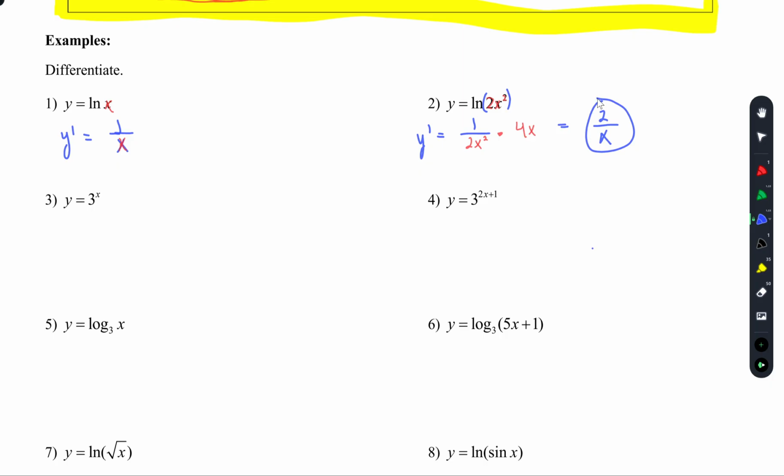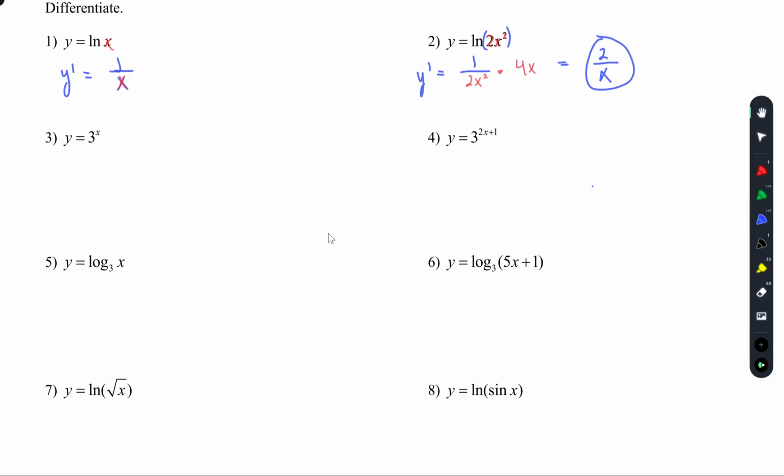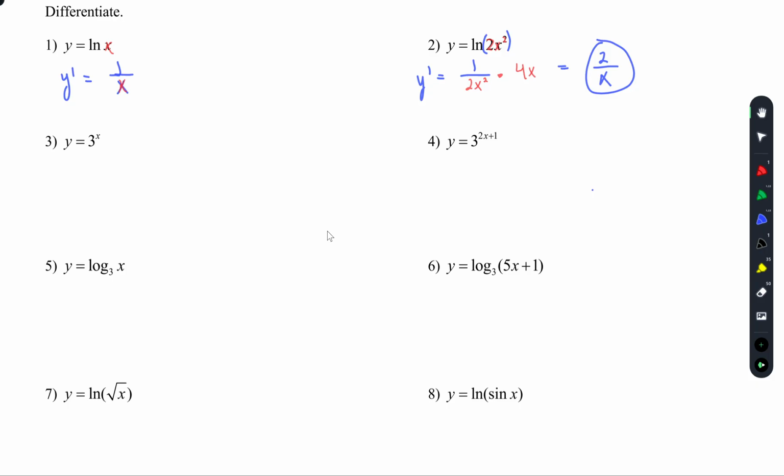Okay. So that's natural log. Okay. All right, 3 to the x, that's a stick in your brain problem, okay? So again, the exponent's just basic. So you're going to take the derivative, which this one was weird because it was 3 to the x natural log 3. That's the formula, okay? So you have that stuck in your brain, okay?